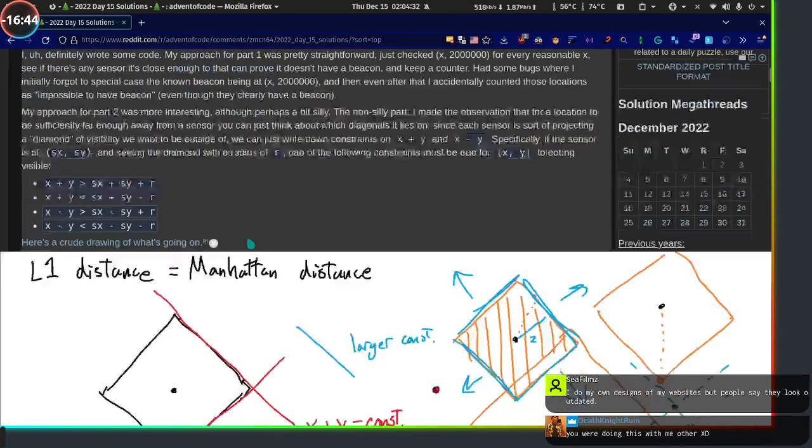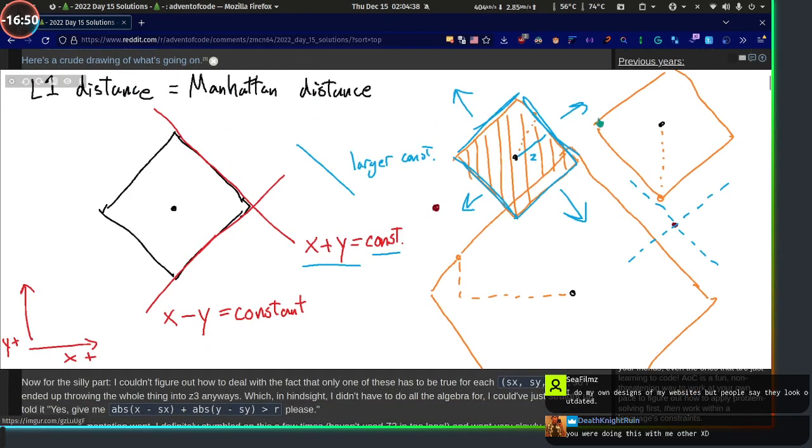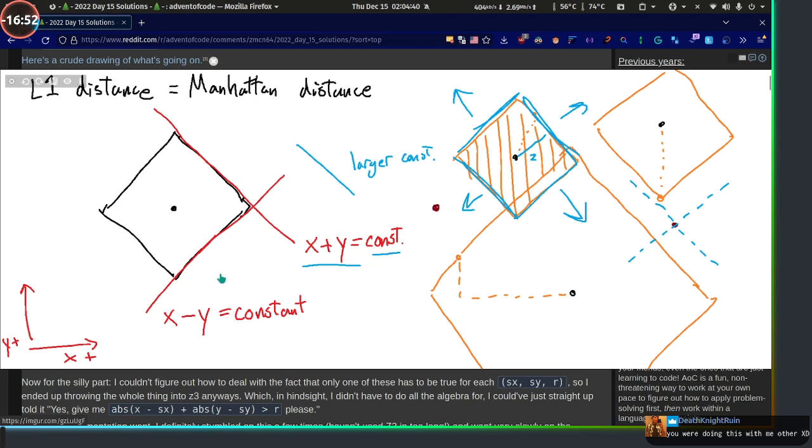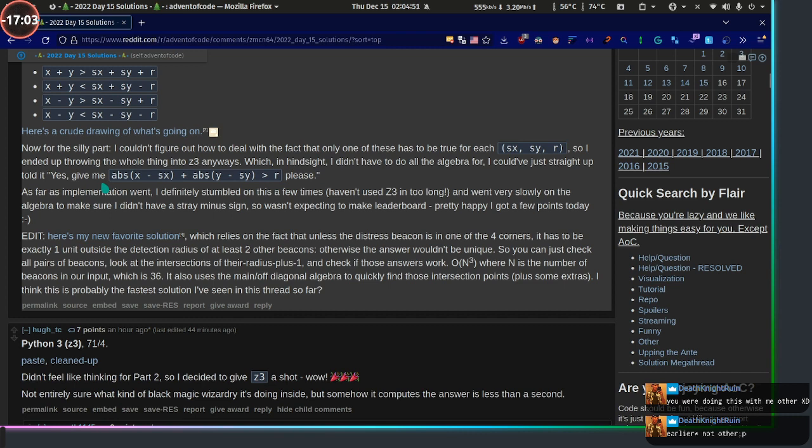Oh, here's a crude drawing. I love a crude drawing. Yeah, look, it's a crude drawing. L1 distance, largest count. What the? Wow. Yeah, I understand this here part. I don't understand the rest. It's a nice, pretty picture though.